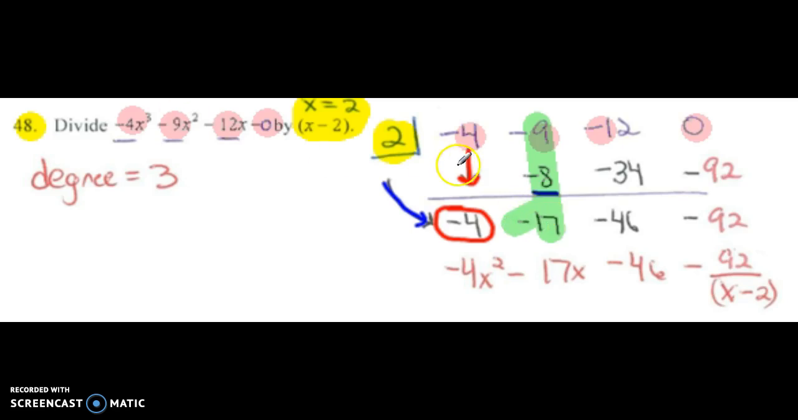And I continue the process. This times this, negative 34, and add them. I continue this. I start out with x cubed. That's how I got x squared. And then I write all these coefficients down. Notice I don't get 0, so this is my remainder.